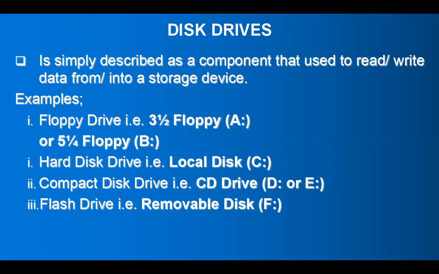Now examples of such disk drives, the first one is the floppy drive. This means, for example, the 3.5 floppy, that could be A, or the 5.25 floppy, that could be B. Then there is a hard disk drive, that is a local disk C. Then a compact disk drive, that is the CD drive, that can be known as D or E. Then there is the flash disk, that is a removable disk. So these are the examples of the disk drives.